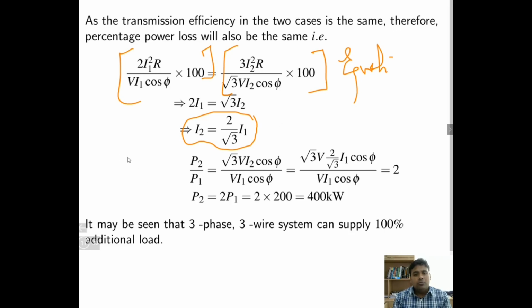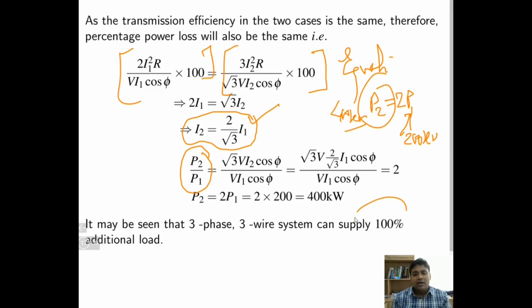Now you have to see how much power the second case is giving with respect to the first case. So you find P2 by P1, substituting the current I2 equal to 2 by root 3 I1. So you get that P2 is equal to 2 times the power P1. It is given that P1 is 200 kilowatt, so power 2 is basically 400 kilowatt. So there is 100% additional load you can give if you convert the system to a 3-phase 3-wire system.